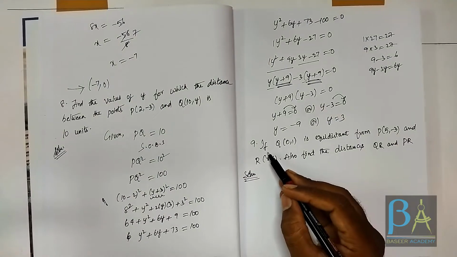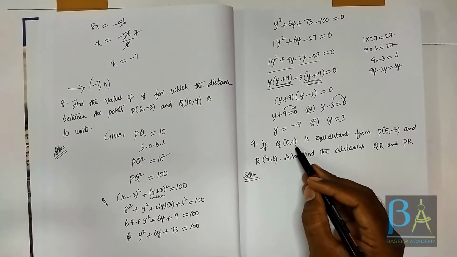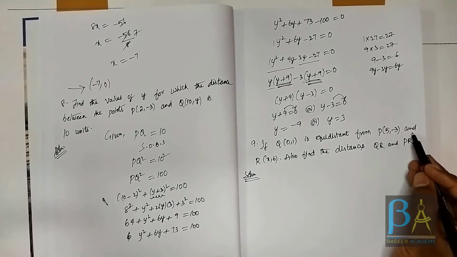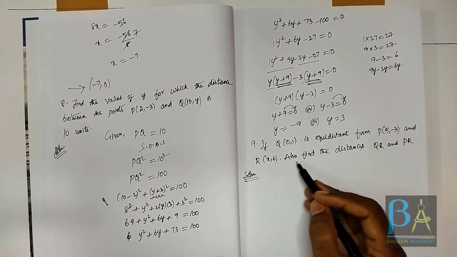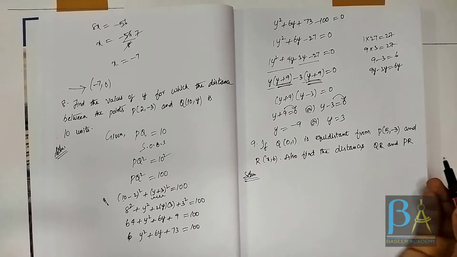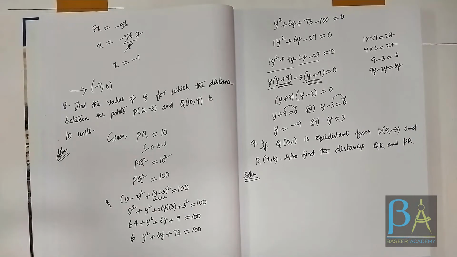Now question number 9 says if q 0, 1 is equidistant from p 5, minus 3 and r x, 6 find the distances. Okay, I must not have written the complete question. Usko pause karo.